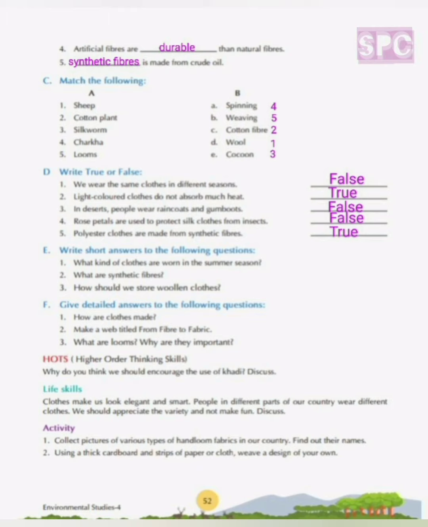Third, in deserts, people wear raincoats and gumboots. This is false. Fourth, rose petals are used to protect silk clothes from insects. This is false. Fifth, polyester clothes are made from synthetic fibers. This is true.